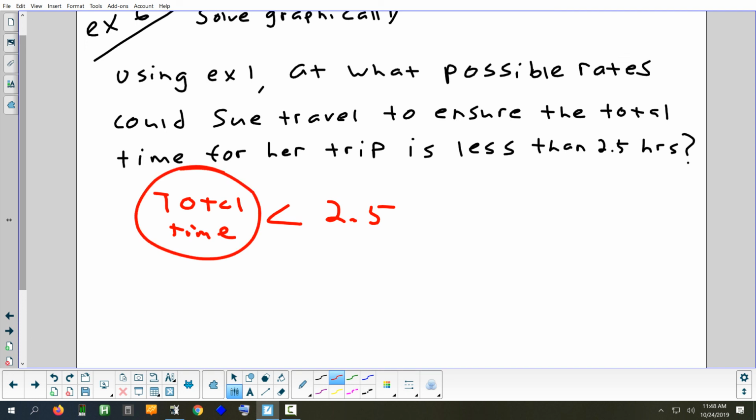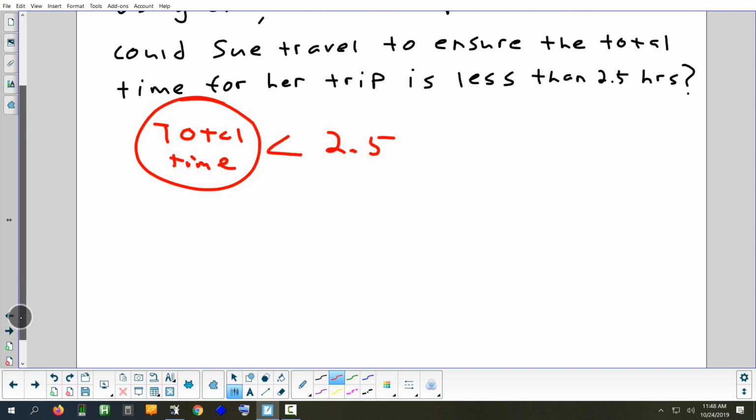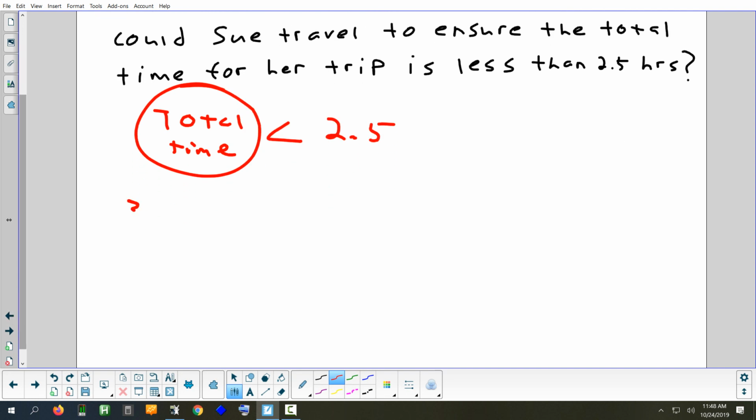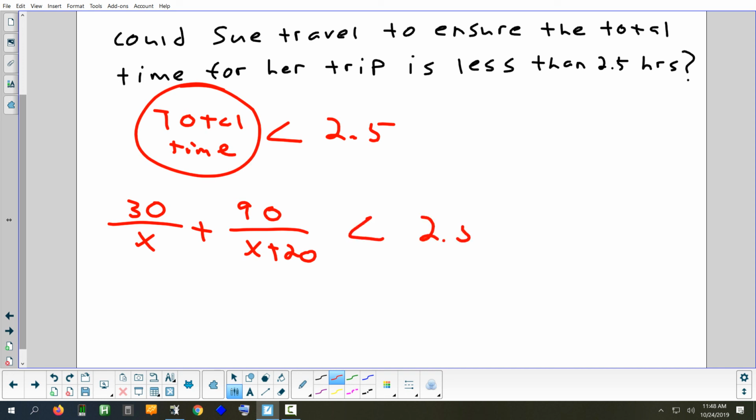So all we have to do is look up the formula for the total time of the trip and plug that in right there. Can someone remind me what it was? 30 over x. So we want the total time to be less than 2.5.